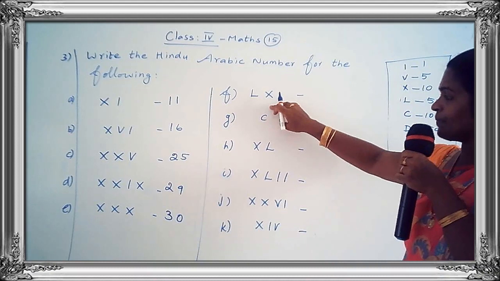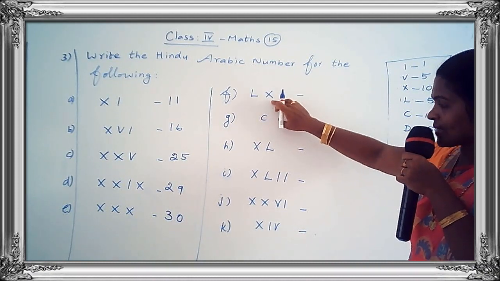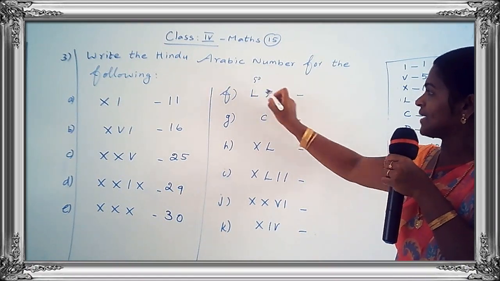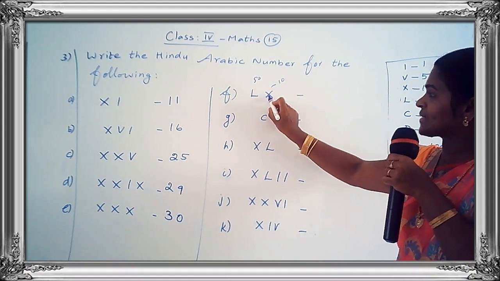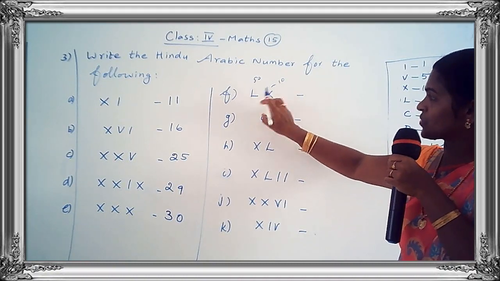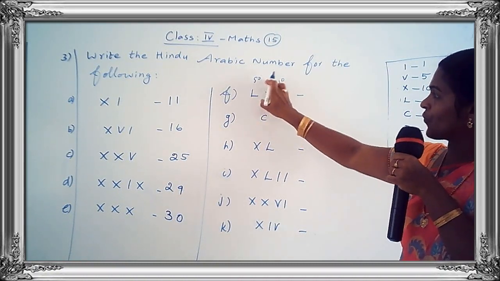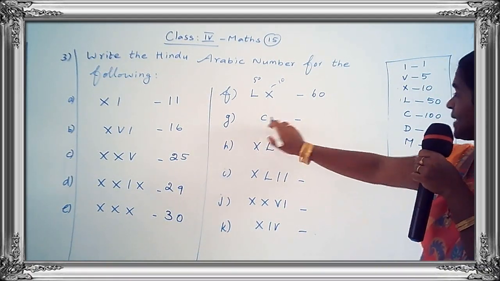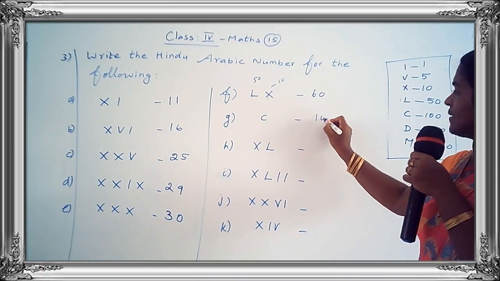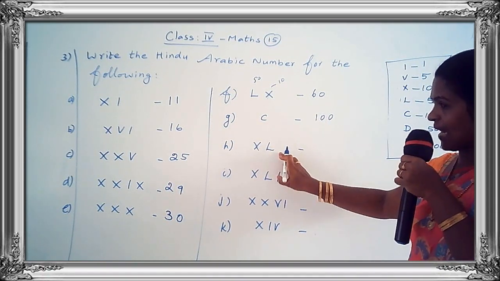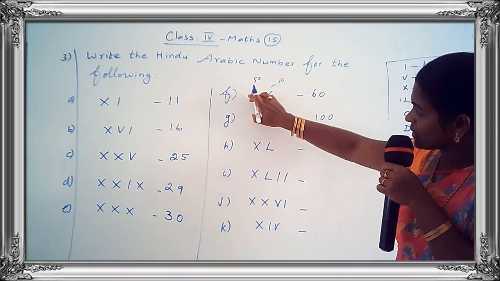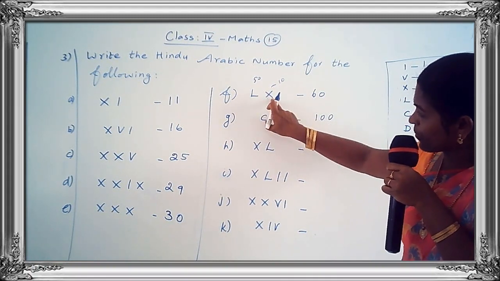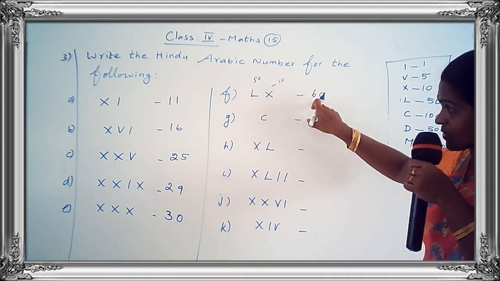X is written after the large number. L stands for 50. Yes children, X stands for 10. But here X is written after the large number, so that's why it is to be added. So 50 plus 10 is equal to 60. Okay, now next, C stands for 100. Okay, next XL. You see that difference, LX, here X is written after the large number, so that's why it is to be added. So 60.